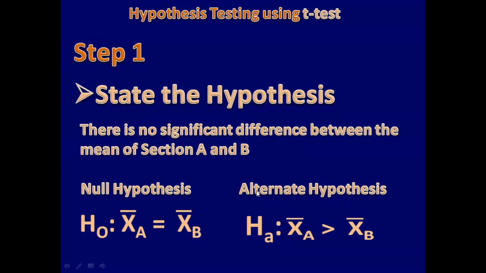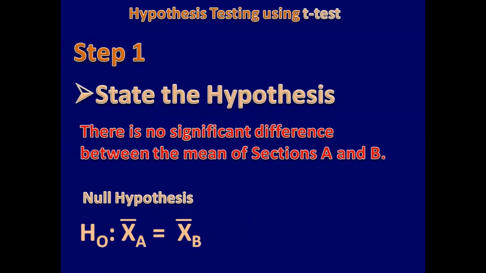And we will be utilizing this one later when we are determining our decision ruling in the later part. What we actually test is the null hypothesis. So in hypothesis testing, we can ignore the alternate hypothesis. Okay, so that is step number 1.